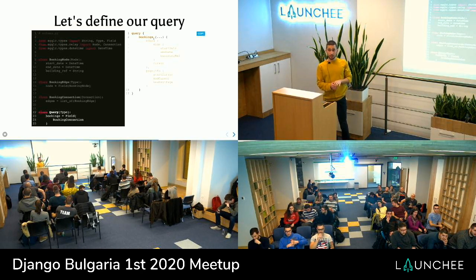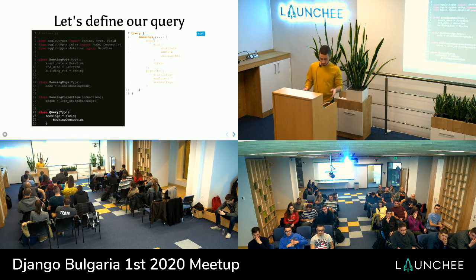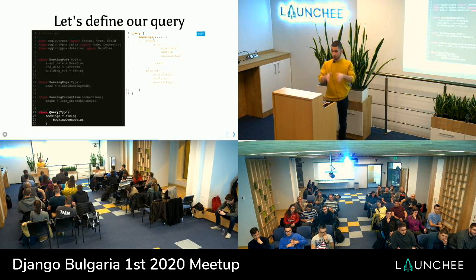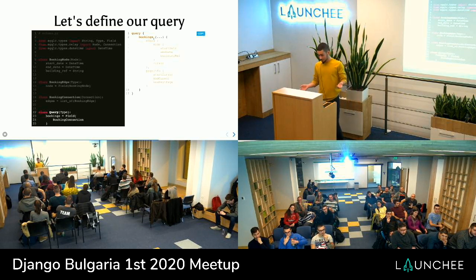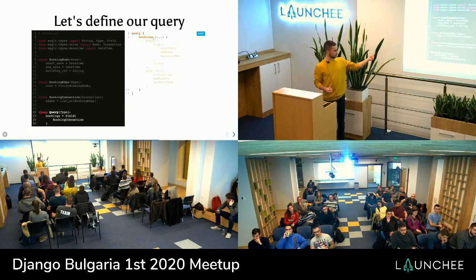And the final thing is that we need to define our query. So we say, okay, we need a query class. Another thing important here is that this library wants you to name your query exactly Query. I mean, you cannot name it BookingQuery, for example. They search for this specific class. I don't know why they built it like that. It's strange, but you should call it Query. It's also a type. And we just connect our bookings, and it's a field, which is a booking connection.